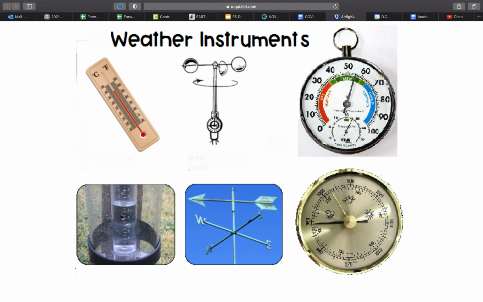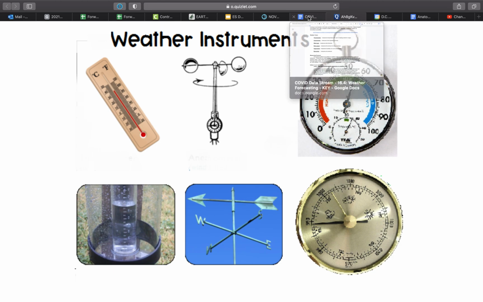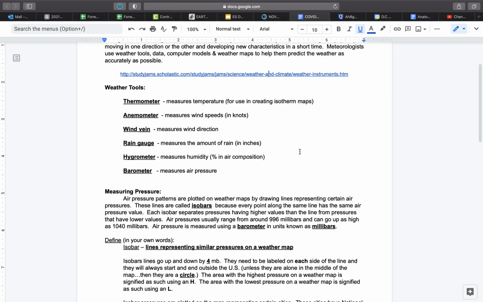It'll tell you how much rain has been received in a certain area over a period of time. This tells you wind direction, which way the wind is coming from and blowing towards. That's called a wind vane. And then finally here is a barometer. This measures changes in air pressure. And that air pressure can have a big impact on the weather that you experience in a certain area.